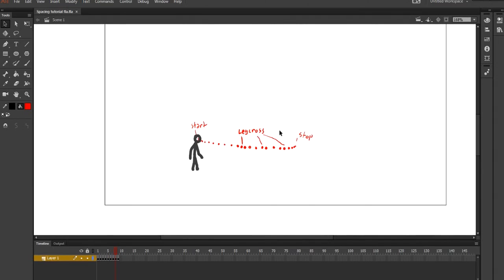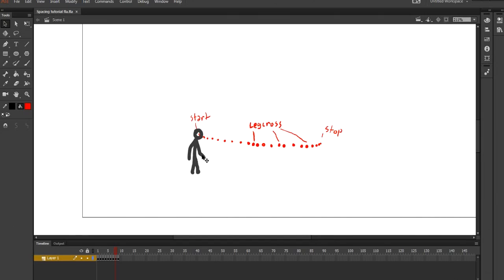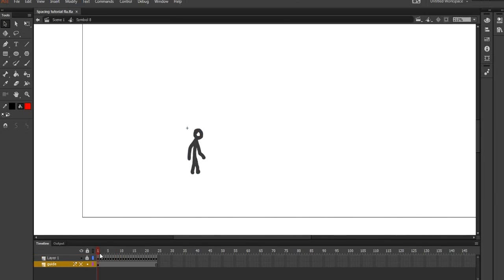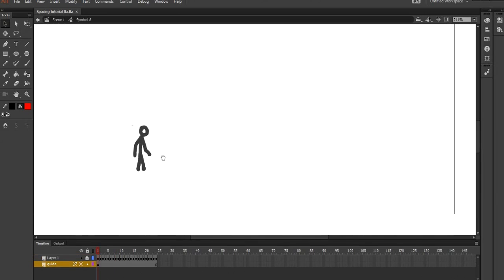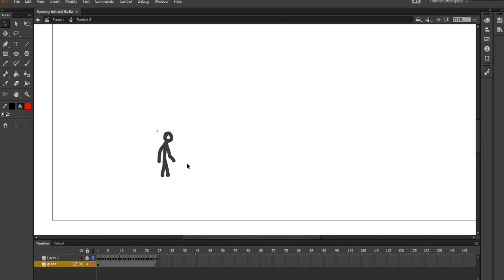Now, I did this really quick little stick figure dude to show you what I'm referring to. In my opinion, I think this has decent spacing. This guy starts running, and he slows down and stops, even though it's kind of a strange position. We don't question it.